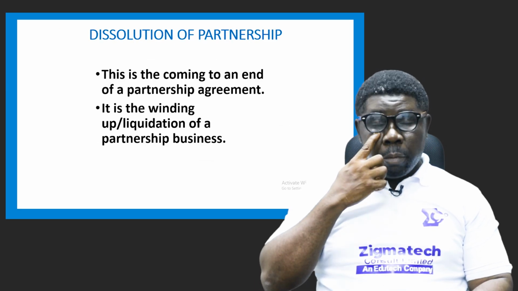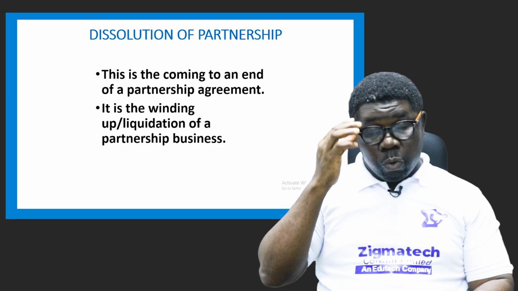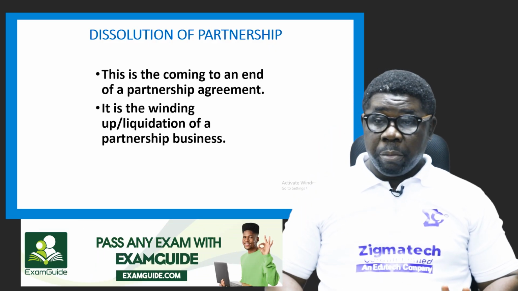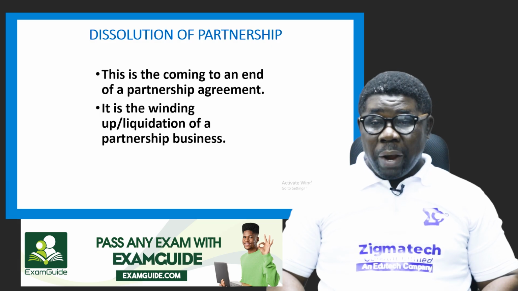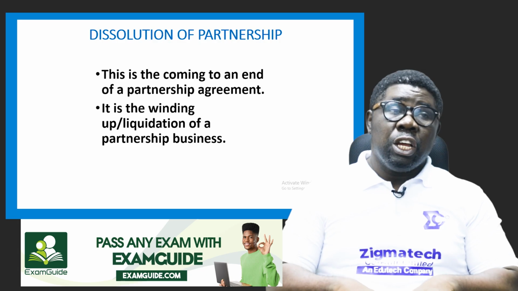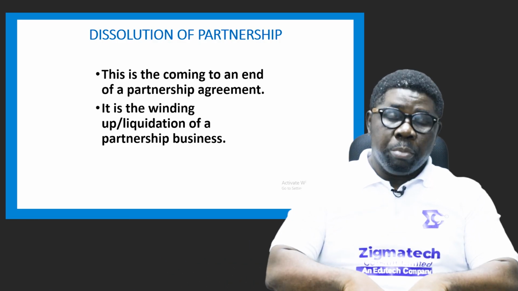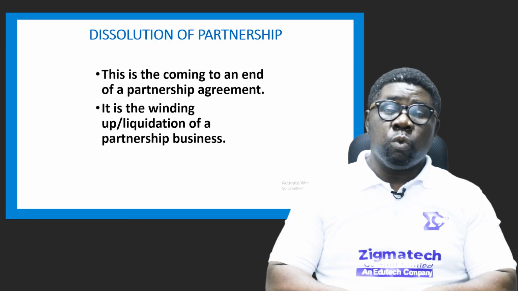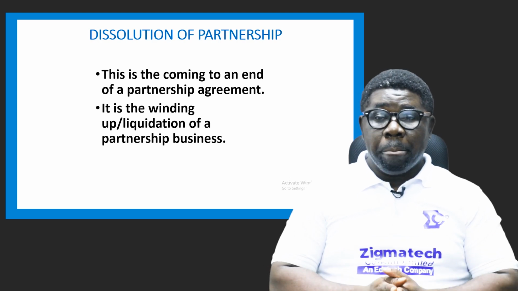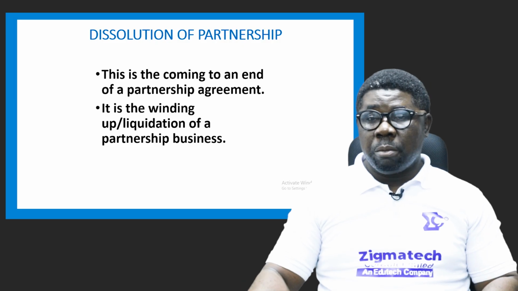So what I've been mentioning, dissolution of partnership, what does it mean? This is the coming to an end of a partnership agreement, okay? It is the winding up or liquidation of a partnership business. Whenever they say it is over with this business, we want to bring it to an end and close it down, it's called what? Dissolution of partnership. So that becomes the end of that business by that particular act. So yes, that's what it means.